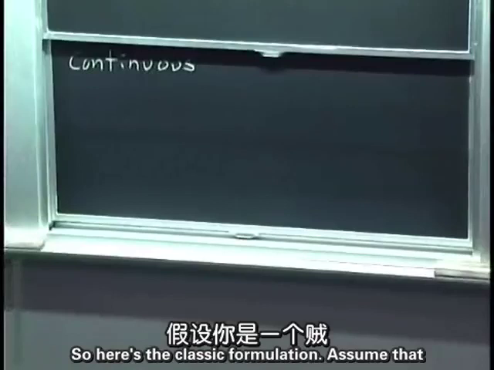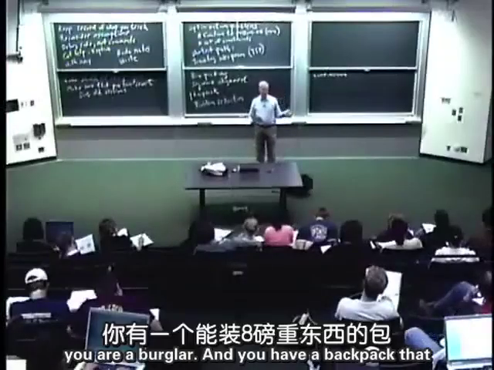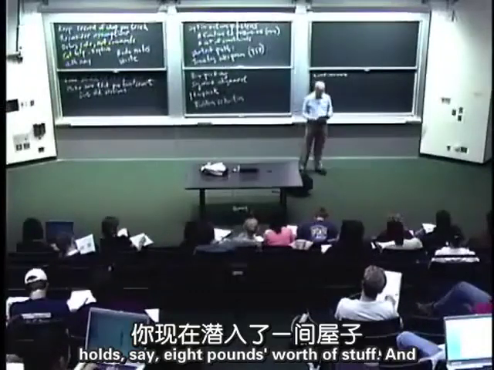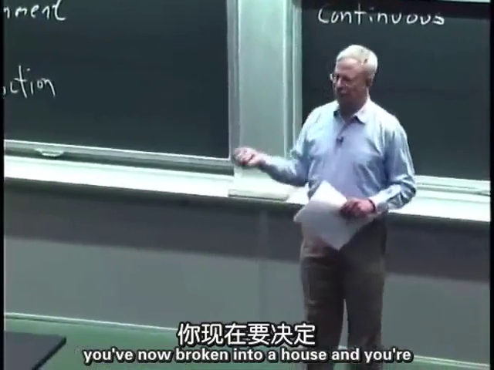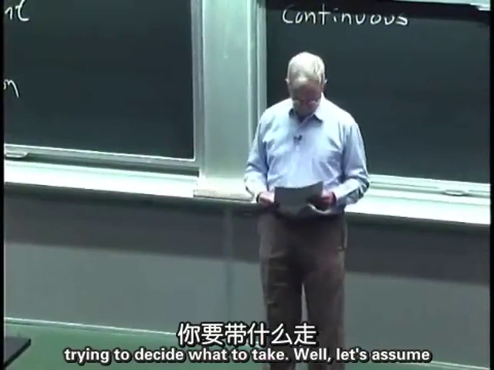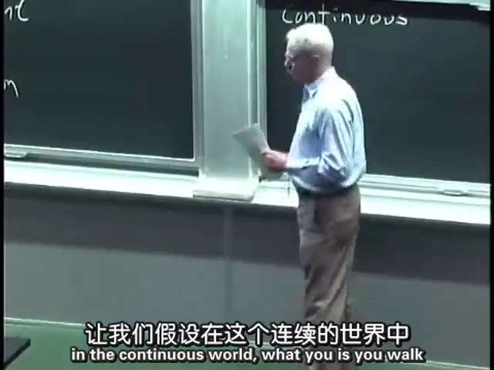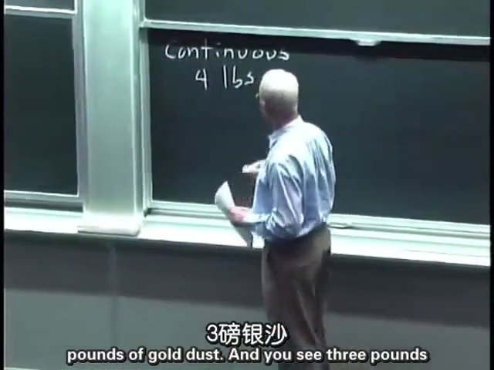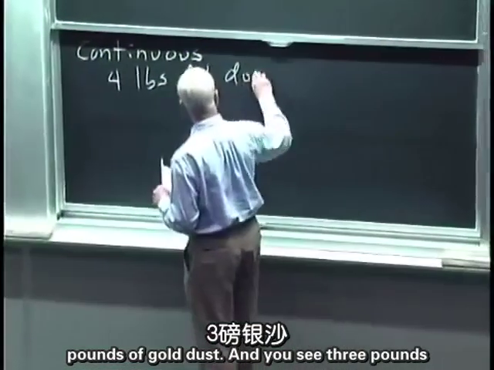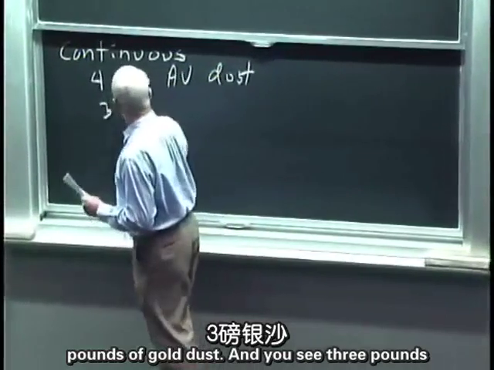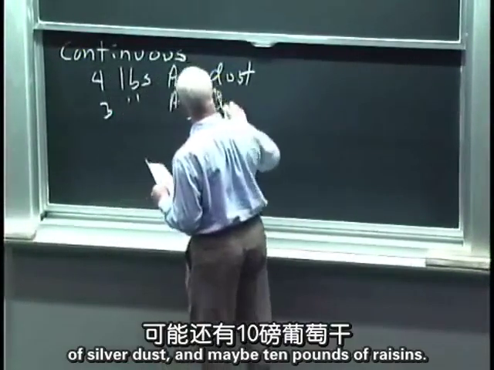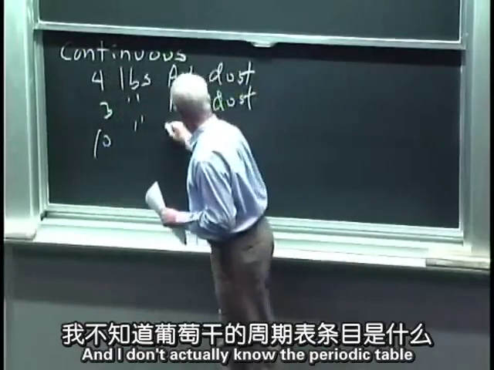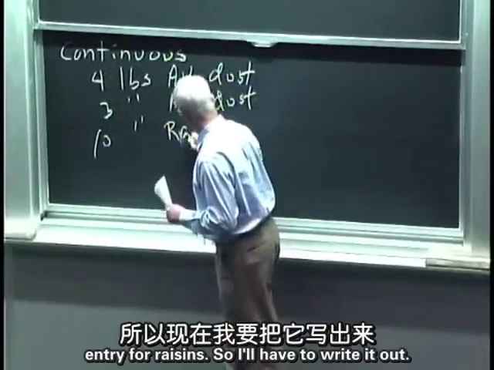So here's the classic formulation. Assume that you were a burglar, all right, and you have a backpack that holds, say, 8 pounds worth of stuff, and you've now broken into a house and you're trying to decide what to take. Well, let's assume in the continuous world, what you do is you walk into the house and you see something like 4 pounds of gold dust, and you see 3 pounds of silver dust and maybe 10 pounds of raisins. And I don't actually know the periodic table entry for raisins, so I'll have to write it out.